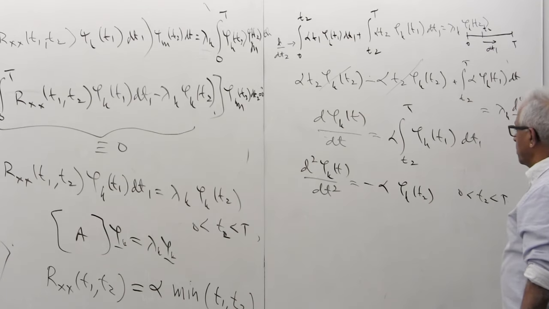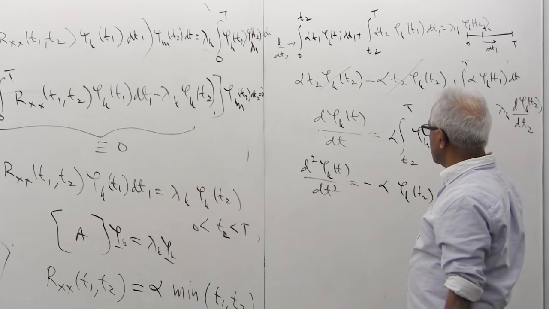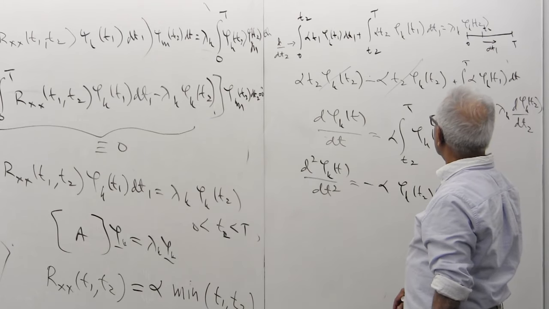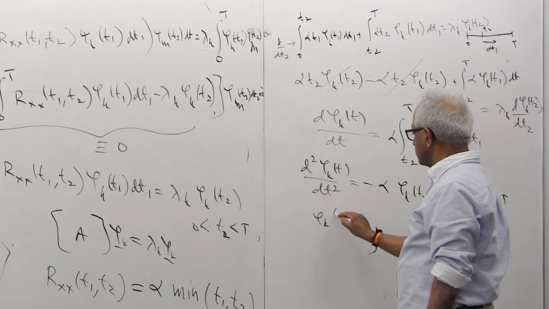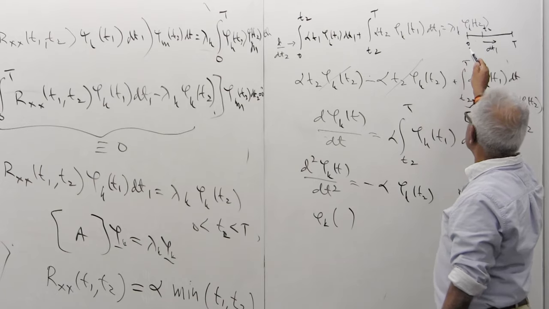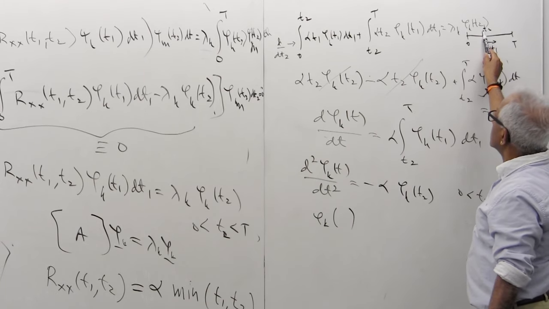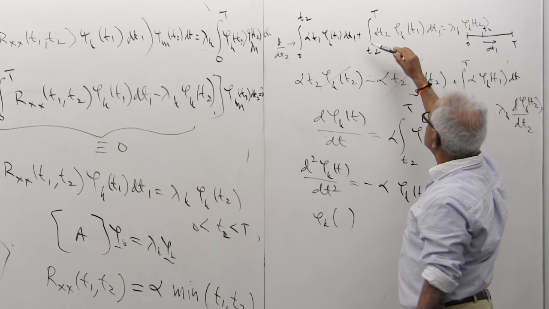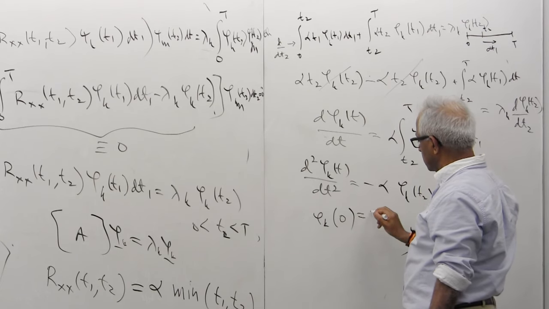So this is a familiar equation. The solutions, also there are two initial conditions. If you go back to the original function, and if you put T2 equal to 0, notice this becomes 0 to 0, so that's gone. Here becomes 0 to T, but there is a T2 here, so this also is 0. So we get one initial condition.